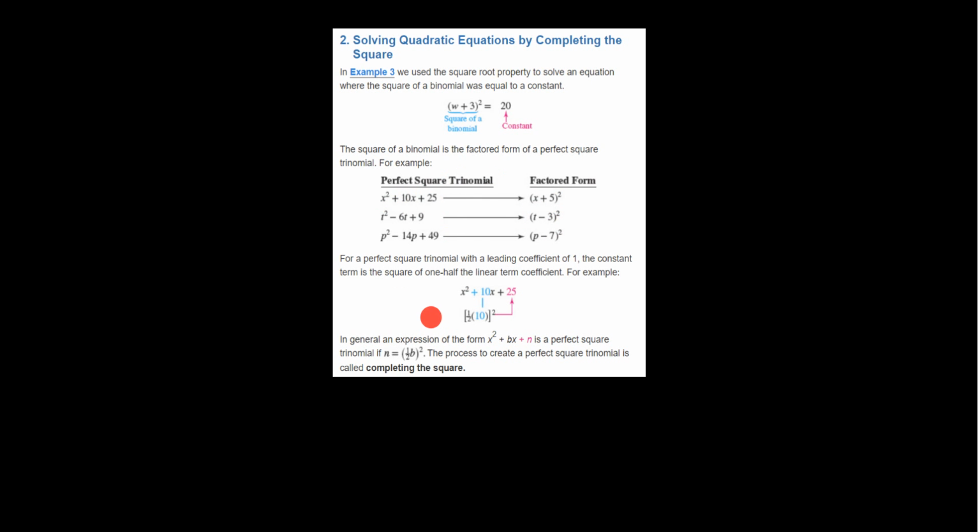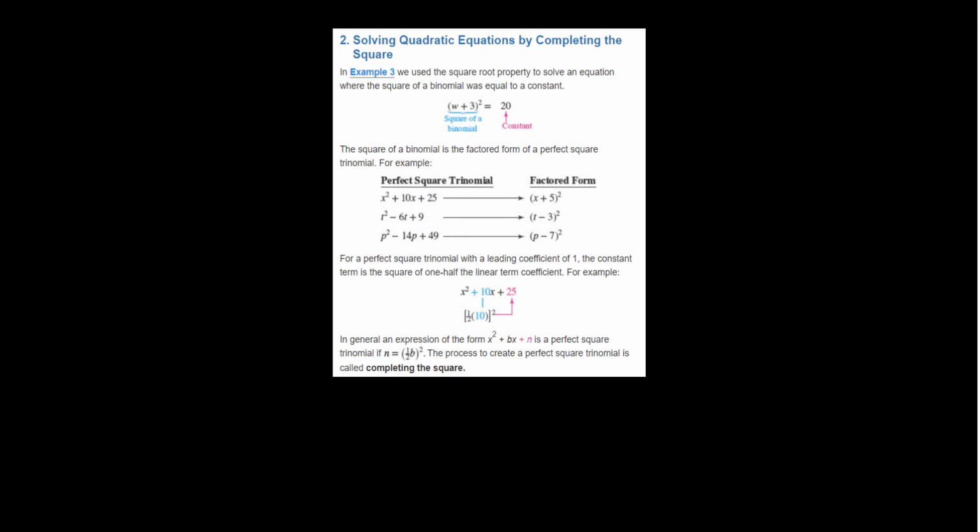Looking down here, we see that the third term and the middle term have a relationship. It might not be abundantly obvious right now, but that relationship is that the third term is half of the middle term, squared. So let's see what that means. Looking at the 25, what is half of 10? That's 5. 5 squared is 25. Easy. Negative 6, what's half of negative 6? That's negative 3. Negative 3 squared is 9. Negative 14, half of negative 14 is negative 7. Negative 7 squared is 49. So we see the relationship there.